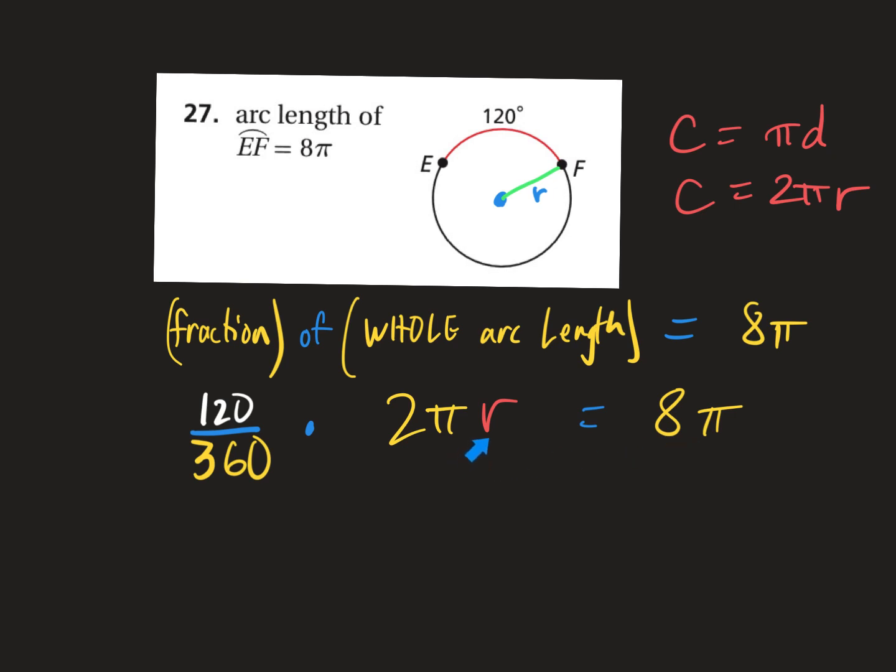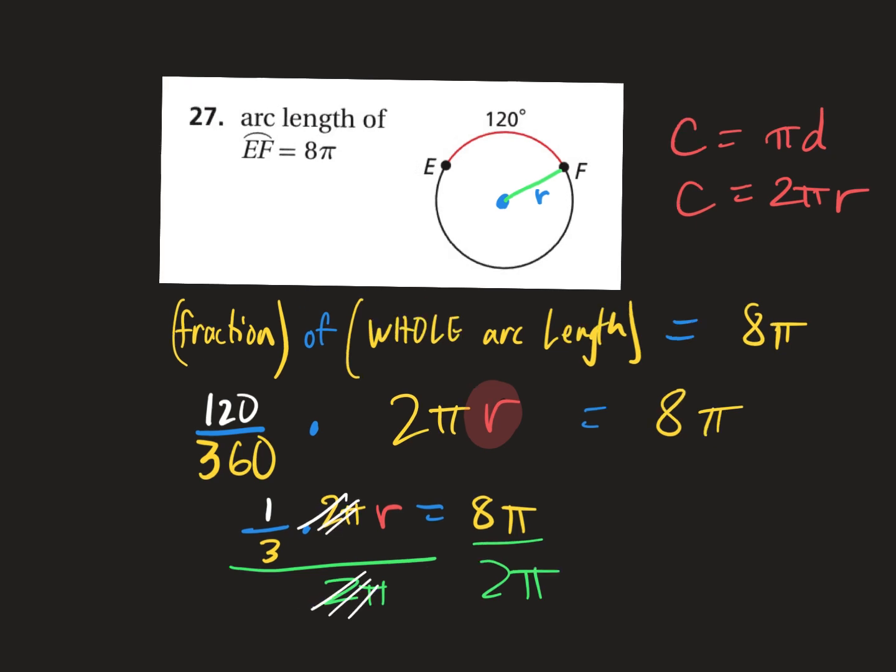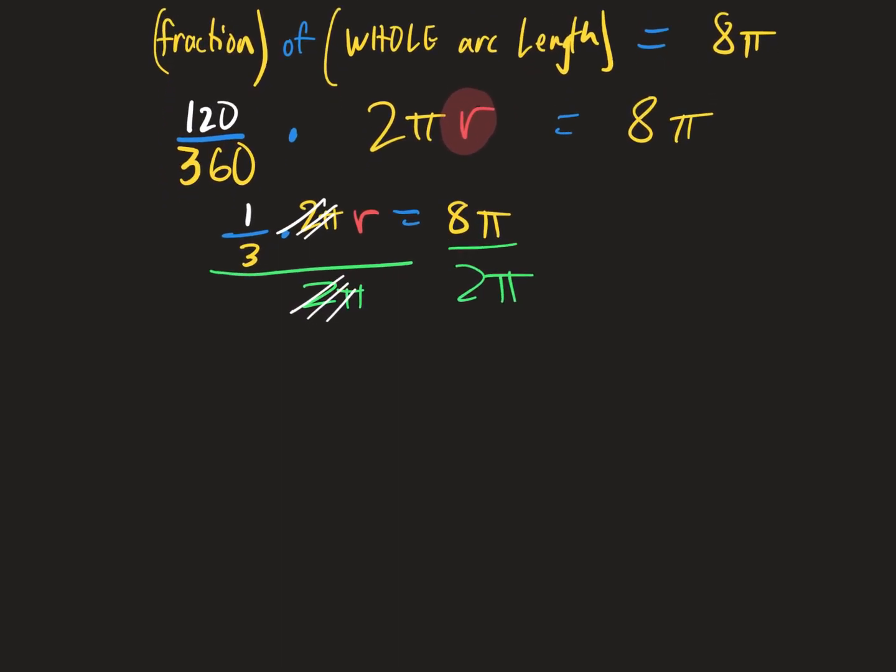So now we just isolate r. 120/360 is a third. We can divide both sides by 2 pi. The left side divided by 2 pi and the right side divided by 2 pi. On the left side, 2 pi divided by 2 pi is equal to 1, so they essentially cancel each other out, leaving us with 1/3 r equals 4.